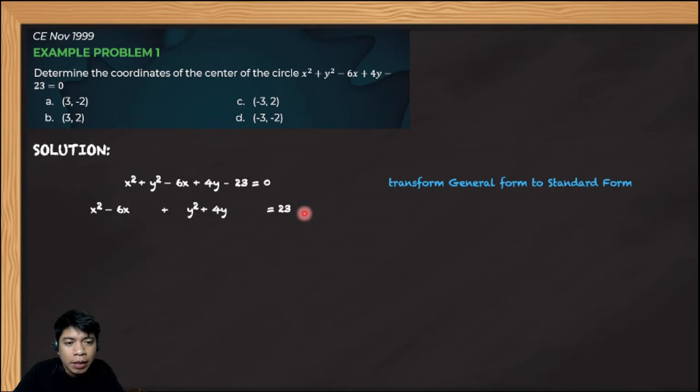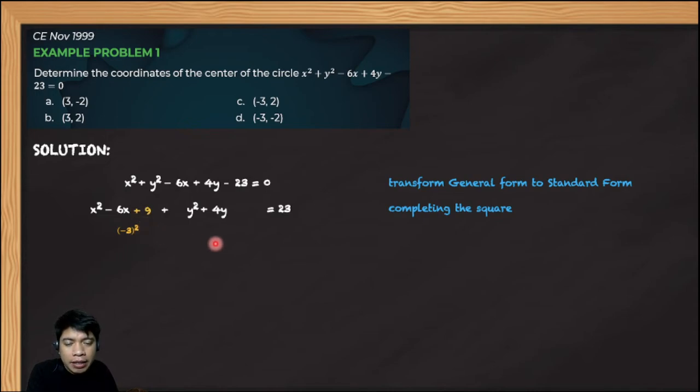Okay, so, gagawin natin dito guys is completing the square. I hope you are familiar with completing the square sa algebra. Anyway, ito yung process. Kukunin natin yung kalahati ng coefficient ng x, which is negative 6. Ang kalahati niya is negative 3 and then square natin yon. Negative 3 squared is 9. So, i-add natin dito plus 9.